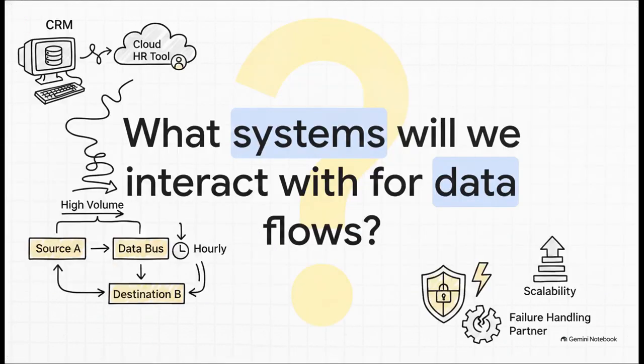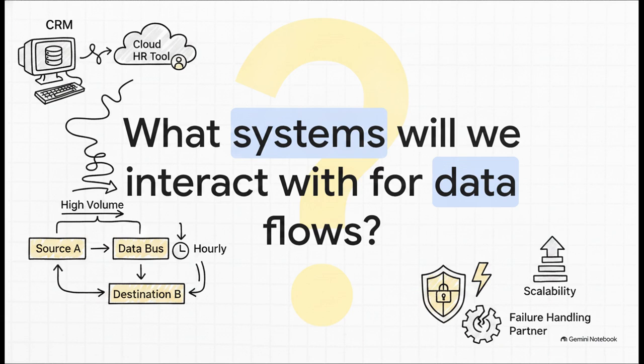Phase 1, requirements gathering. Long before a single line of code is written, a system architect has to ask some crucial questions. Like, what existing systems are we actually going to interact with? Is it a legacy CRM? Some cloud-based HR tool? You need to map out the exact data flows. What data moves where, how often, and at what volume.